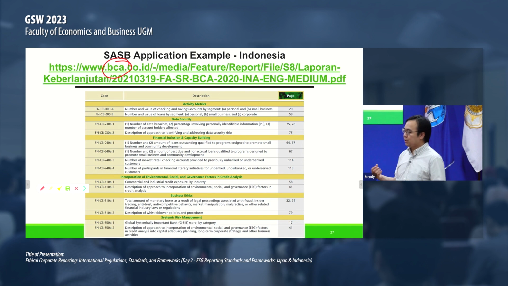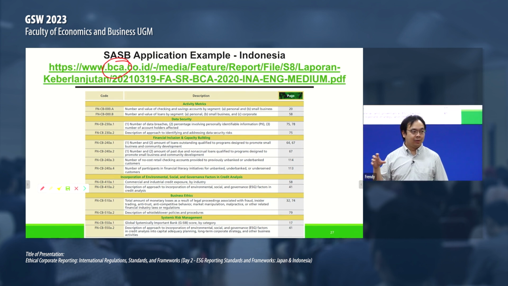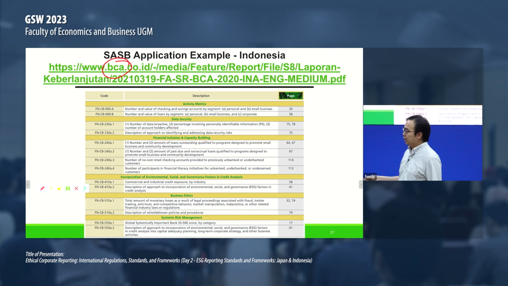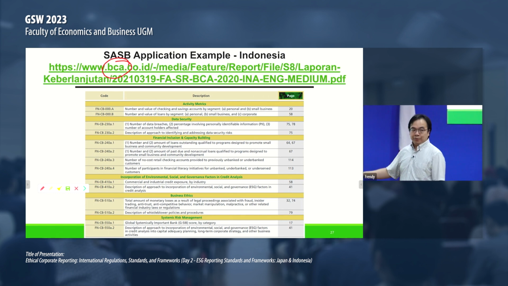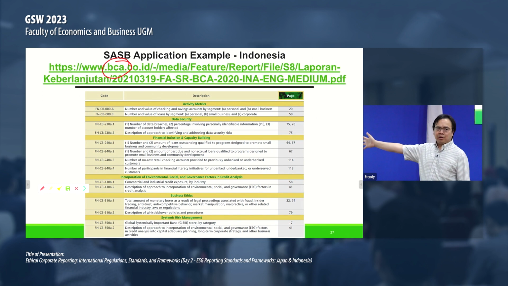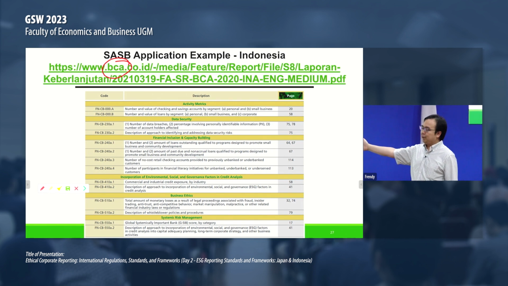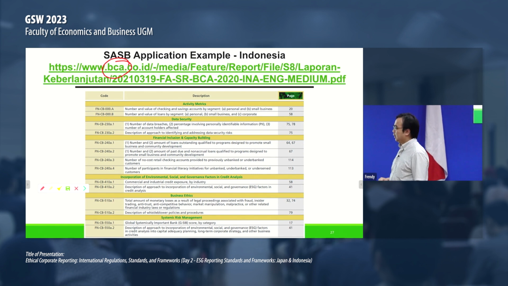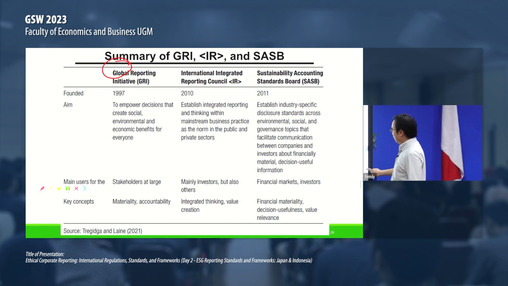So GRI focuses much more on comparability, okay? They want to make it easier for stakeholders to compare sustainability information across different companies and industries. But SSB's goal is not really about comparability, okay? Their focus is on cost effectiveness and relevance. They want to show what kind of information is relevant for that industry only, okay? So let's summarize.